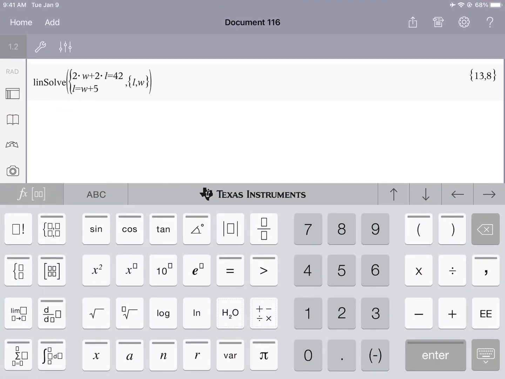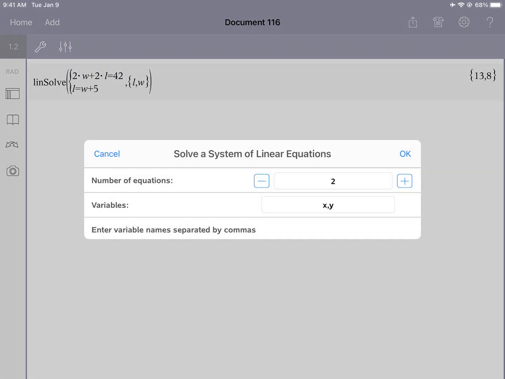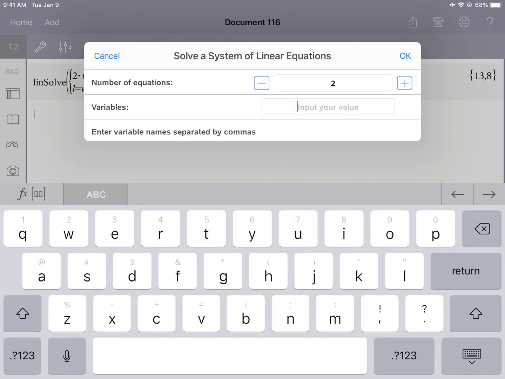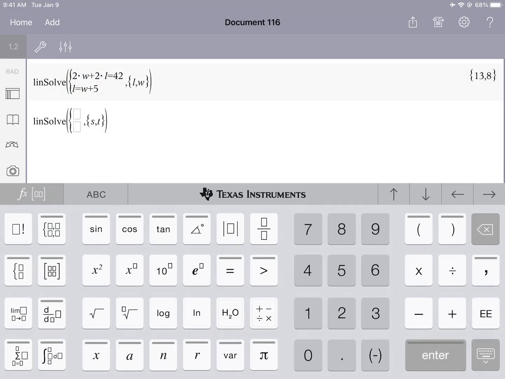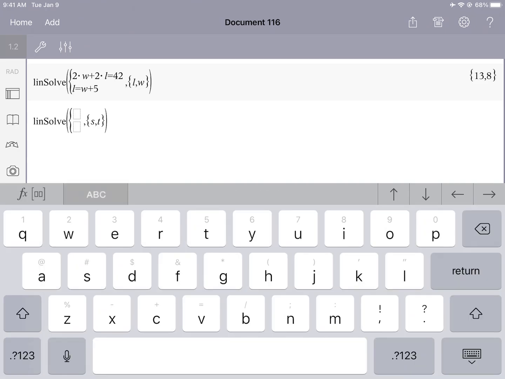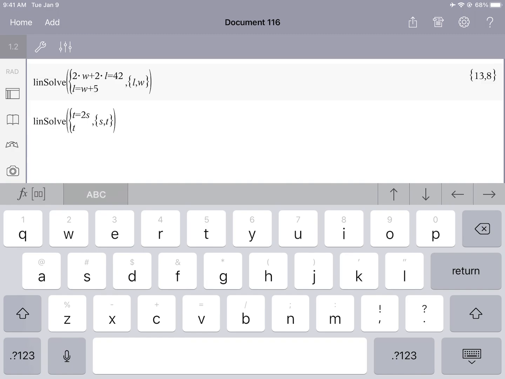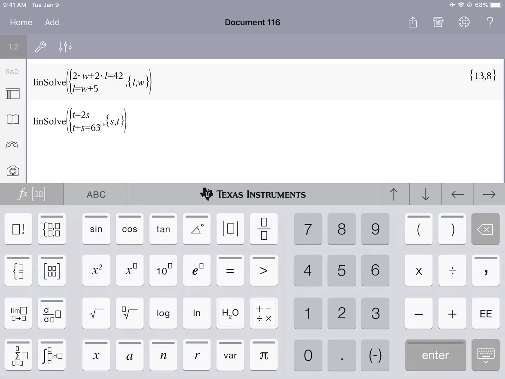So again, menu 3-2 if it's a yellow calculator, or just the toolbar, solve systems of linear equations. We're going to change this to our variables. We're going to do Saturday, today, so S, T, and hit OK. So now we have this, and we type it in. So T equals 2S. And then T plus S equals 63. Hit enter. So he sold 21 bags on Saturday and 42 today.